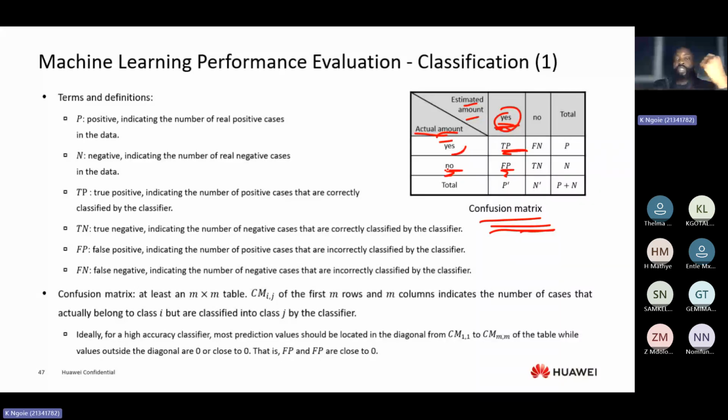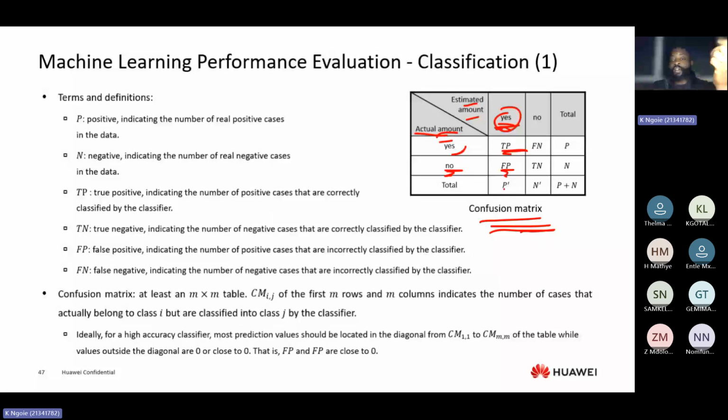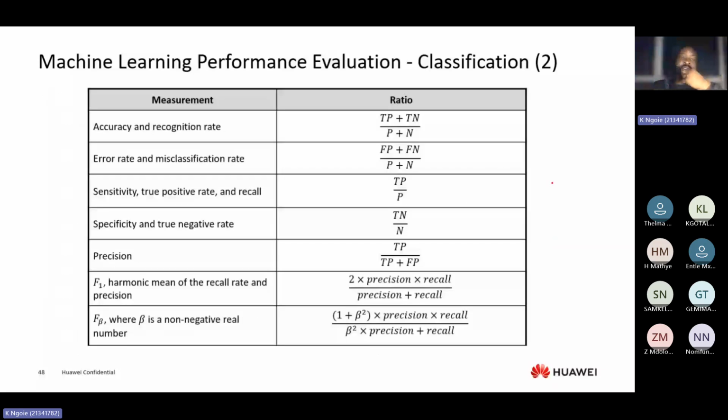So let's look at a real example. Now, by looking at this, we have true positive, false positive, true negative, and so on. You understand? So by looking at that, we can come up with formulas to calculate certain metrics that will determine if the model is good, that will determine if the model can be accepted or not.